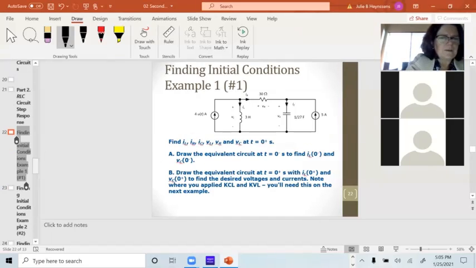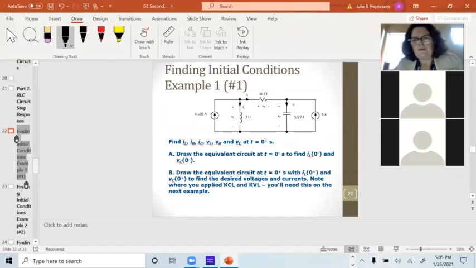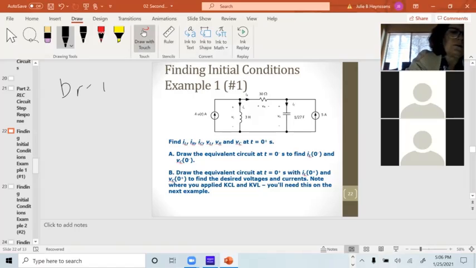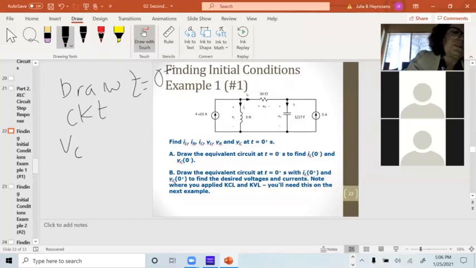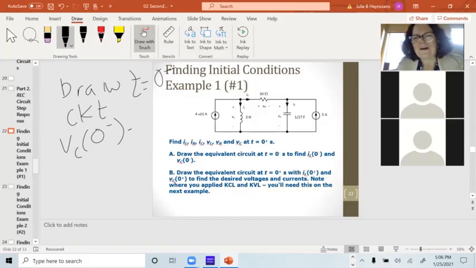What's going to happen here is you don't know the initial conditions. So you have to find the initial conditions. You're not given these anymore. What you have to do is draw the t equals 0 minus circuit to get VC of 0 minus equals VC of 0 plus, and to get IL of 0 minus equals IL of 0 plus.